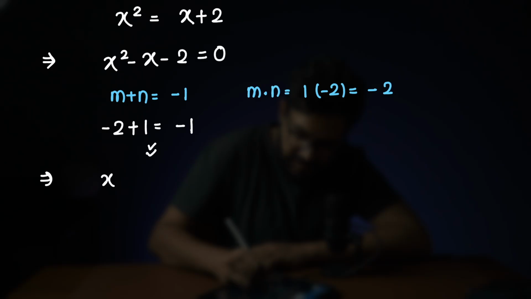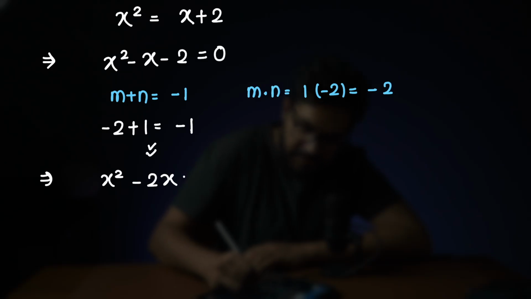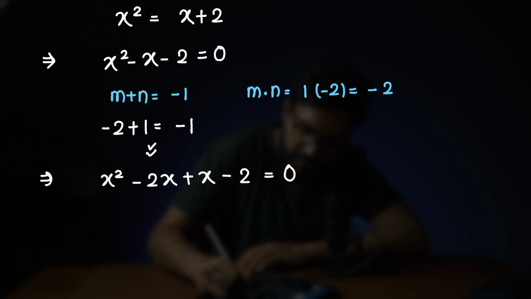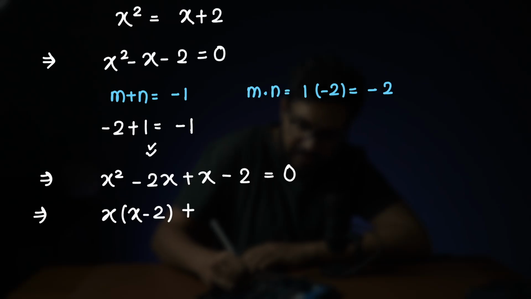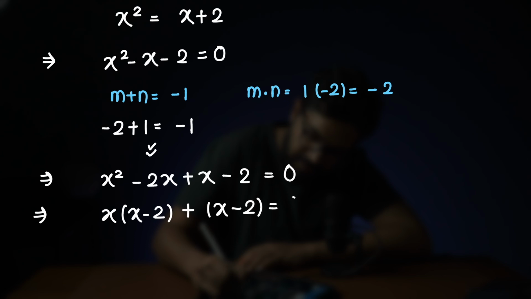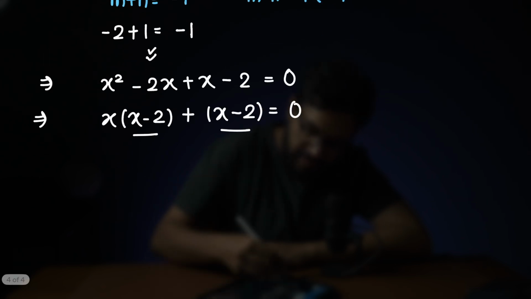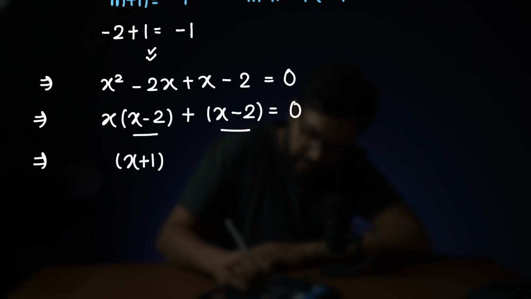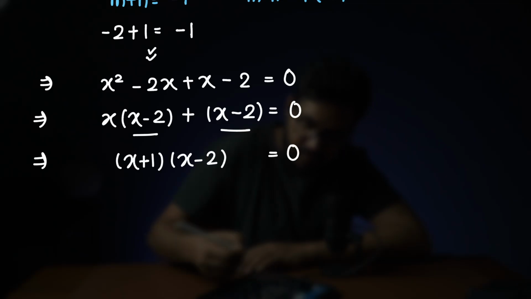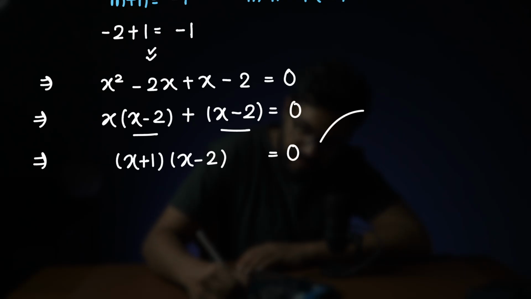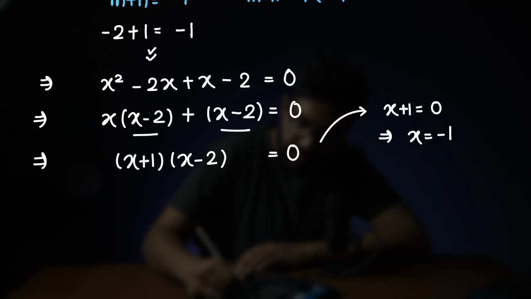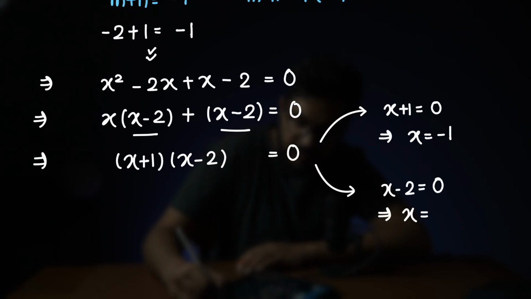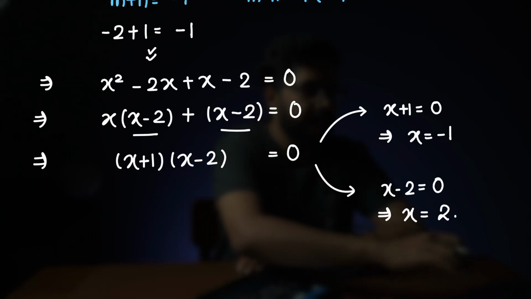So this means the middle term minus x can be written as x square minus 2x plus x minus 2 is equal to 0. This implies from the first two terms I can take x common, so x times x minus 2. From the last two terms 1 could be taken common, x minus 2. Then this entire bracket can be taken common, so we have x plus 1 times x minus 2 which is equal to 0. So solving the first bracket gives me x plus 1 is equal to 0. This implies x is equal to minus 1. Solving the second bracket gives me x minus 2 is equal to 0. This implies the value of x is 2. So these are my two solutions.